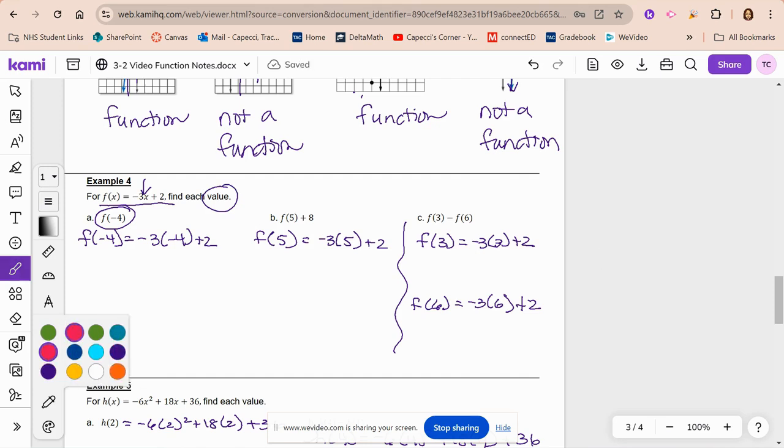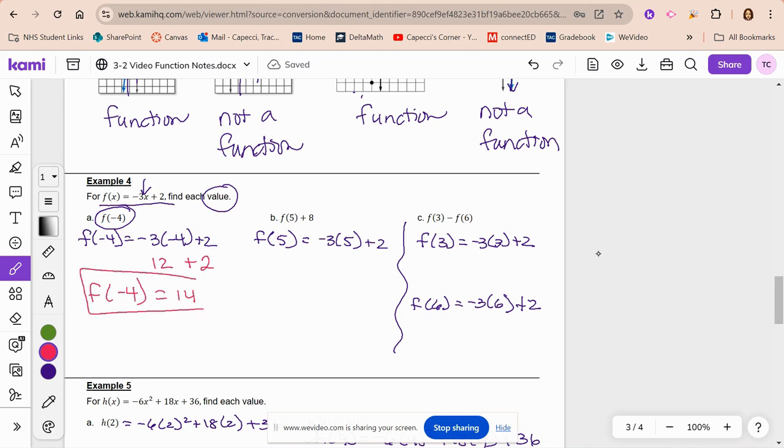So again, to make things a little quicker, I started things off and I substituted in already. So -3 times -4 gives me +12 plus my 2. So the correct notation is going to be f of -4 is equal to 14 because that's what 12 plus 2 is. Okay, let's look at another example.